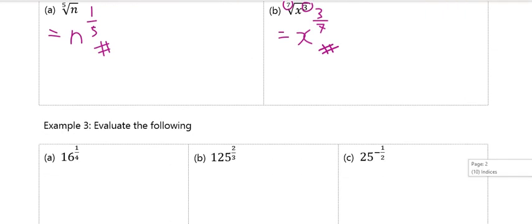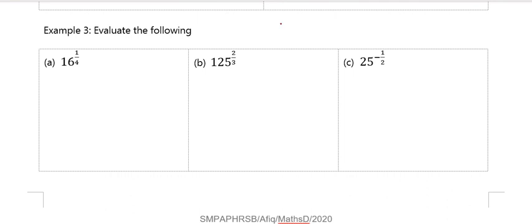Alright, now for the third example, evaluate the following. Evaluate means you have to find the final value. So here when you see 16 to the power of 1 quarter, it's easier to split this. Now 1 quarter, you can say it's actually half times half.